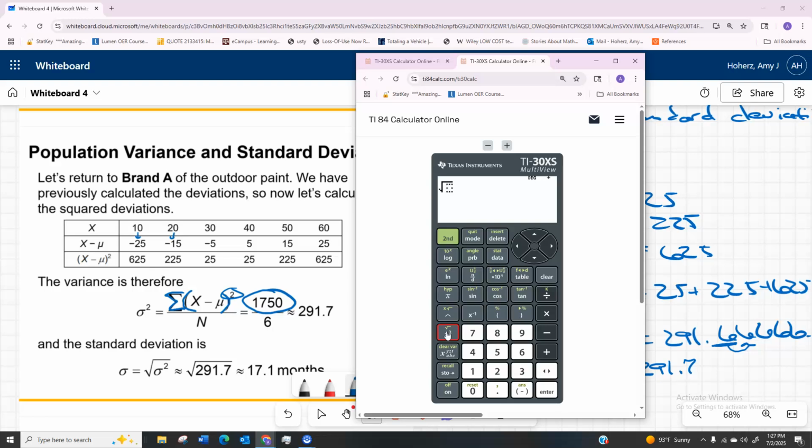I don't know if on your calculator it'll be a second. You have to look at your calculator and see: is the thing that you want to select up above the button, or at the top of the button, or is it actually on the button? It'll be color coded.